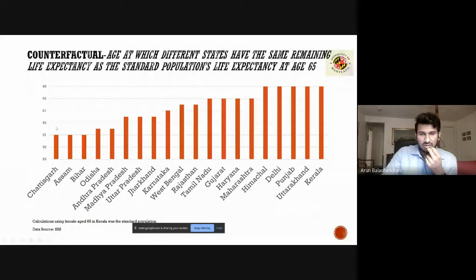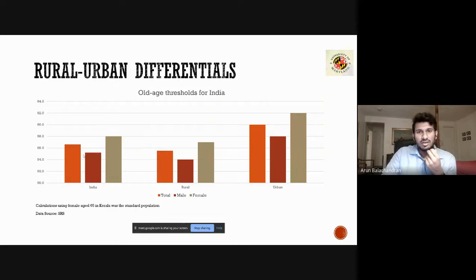Okay, so we can see that states like Chhattisgarh and Bihar actually reach old age earlier. The old age threshold is actually lower than that of say Uttarakhand, Punjab, or Kerala. Another way of putting this is that the age at which somebody in Chhattisgarh and Bihar reaches old age is actually earlier than the age at which somebody in Uttarakhand or Kerala or Delhi and Himachal does, right? So again, this analysis can be extended to rural-urban differences as well.